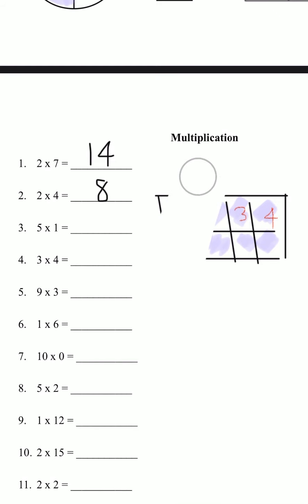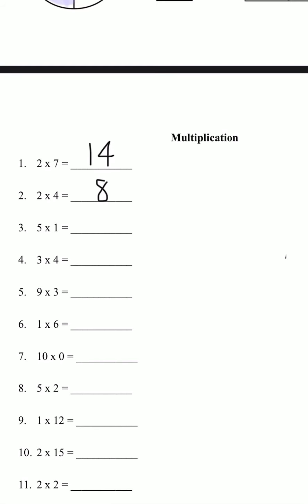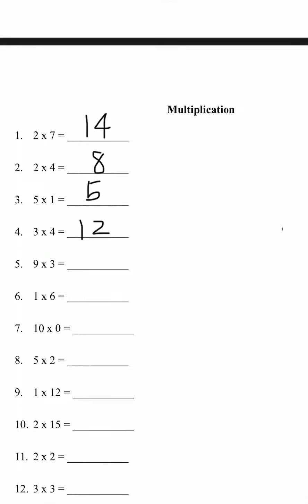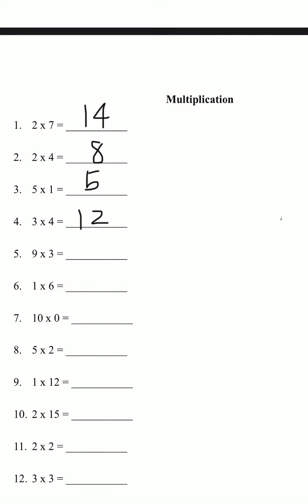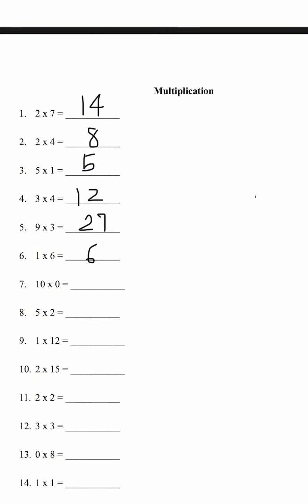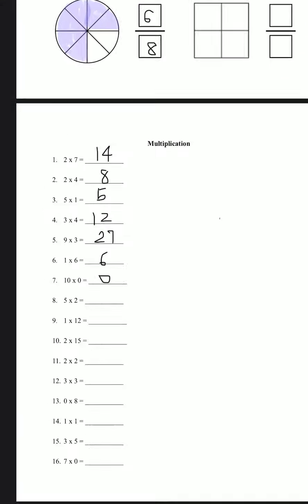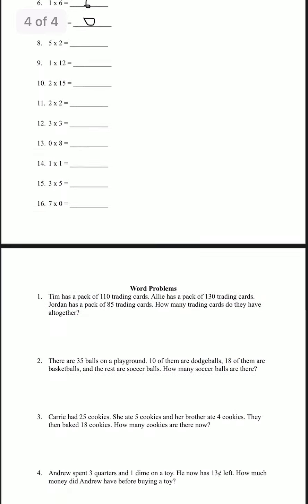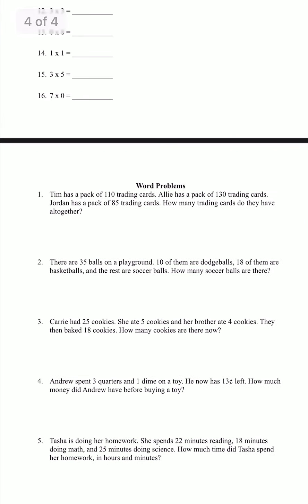Now we have 5 times 1, so that's 5. 3 times 4 is 12. And 9 times 3 is 27. 1 times 6 is 6. Okay, and for number 7, 10 times 0 is 0. Any number times 0 is going to be 0. Okay, the next page, word problems.